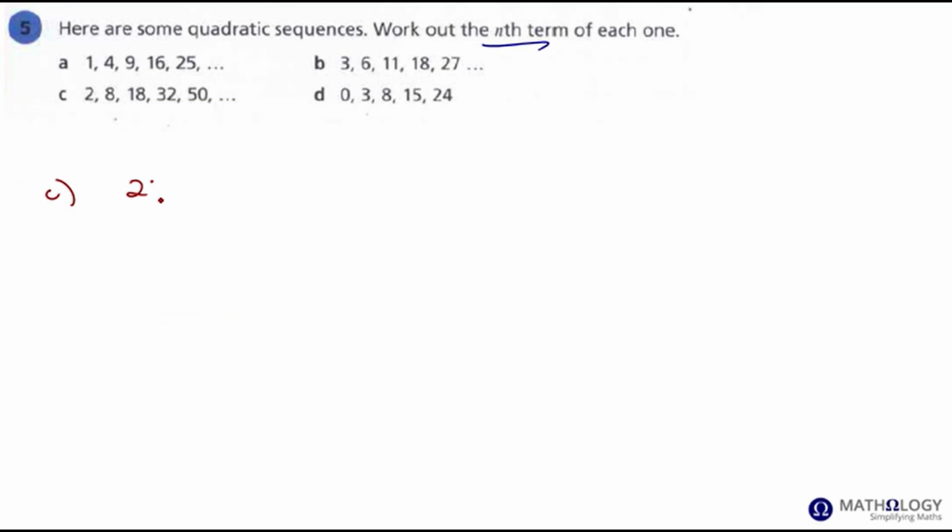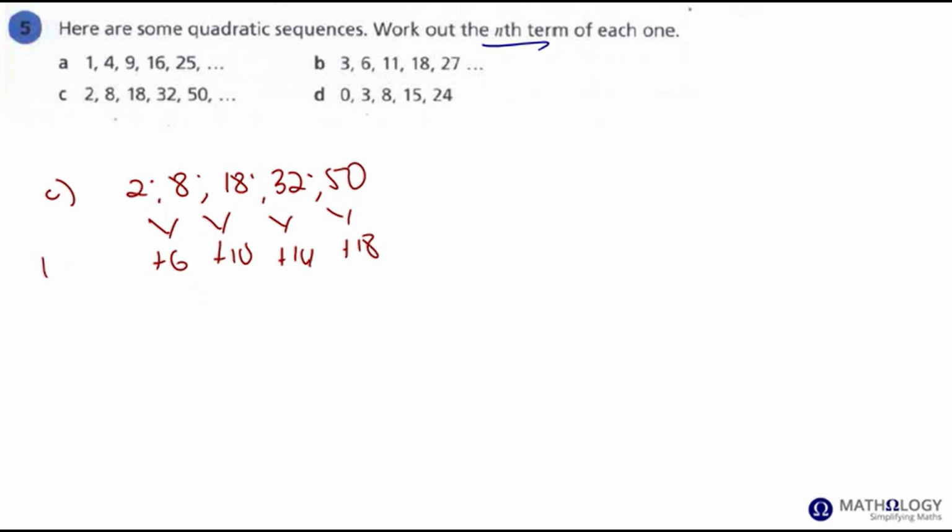Okay, C, 2, 8, 18, 32, 50. Now, we're first going to check that it is a quadratic sequence. We can't just look at a sequence and just guess. We need to make sure and know that it's a quadratic sequence. So the first thing we do is find the first difference. First it's plus 6, then it's plus 10, then it's plus 14, and then it's plus 18. This is the first difference, which is not the same because it's different every single time.